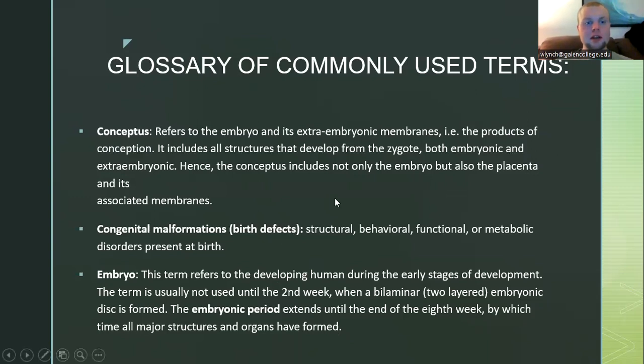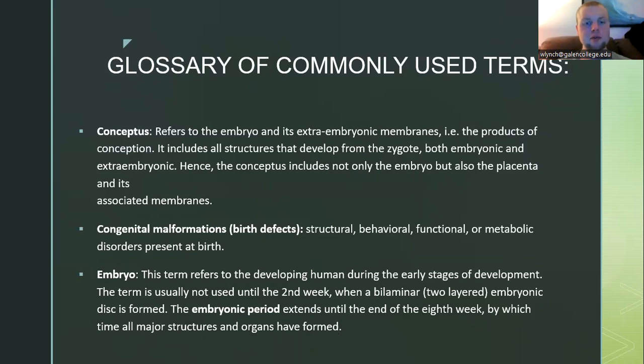Commonly used terms that we find here, number one is going to be conceptus, right? This is going to refer to the embryo and all of the embryonic membranes around it. This is all of the products of conception. So we've got all of the structures developing: the zygote, all the embryonic and extra-embryonic structures. So we include not only the embryo, but also the placenta within this.